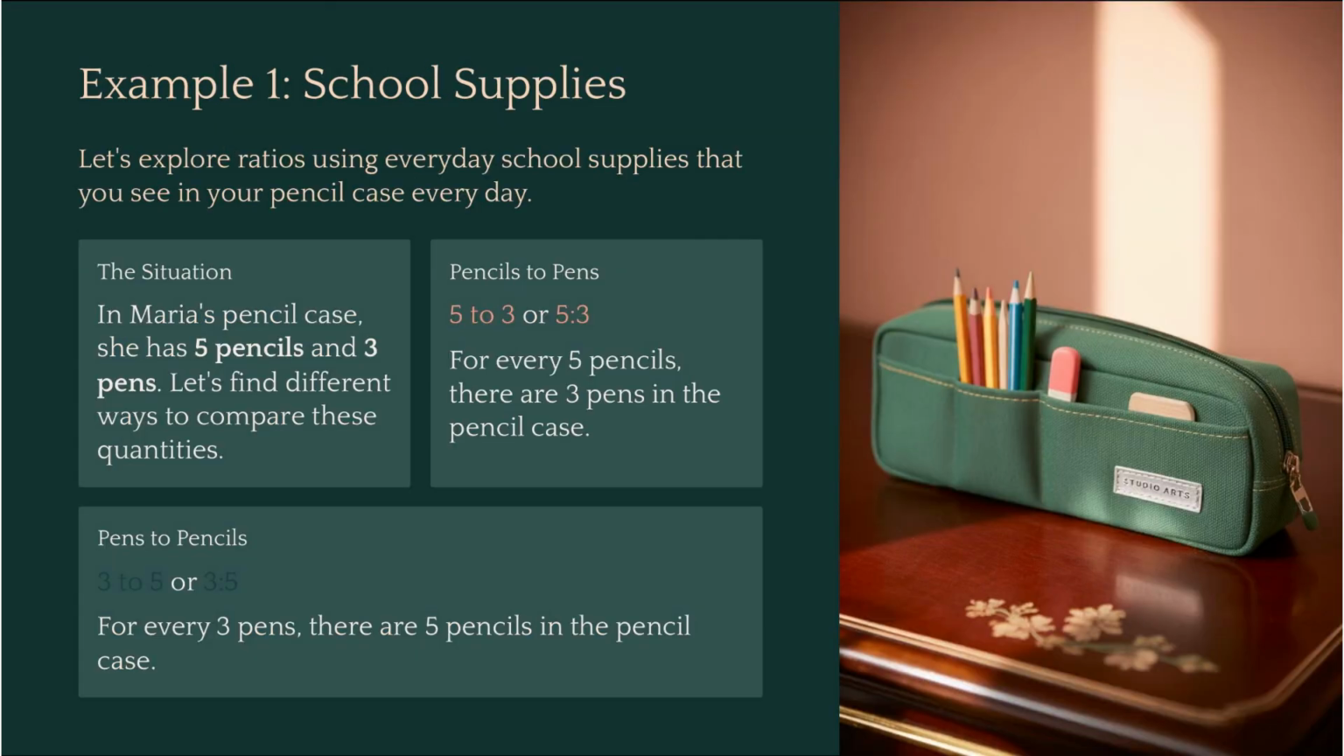Let's apply ratios to something you see every day, your school supplies. Imagine you have 5 pencils and 3 pens in your pencil case. If someone asks you for the ratio of pencils to pens, you list the pencils first, making the ratio 5:3. This is a classic part-to-part ratio. Now, if the question is switched and they ask for the ratio of pens to pencils, you simply reverse the order to 3:5.